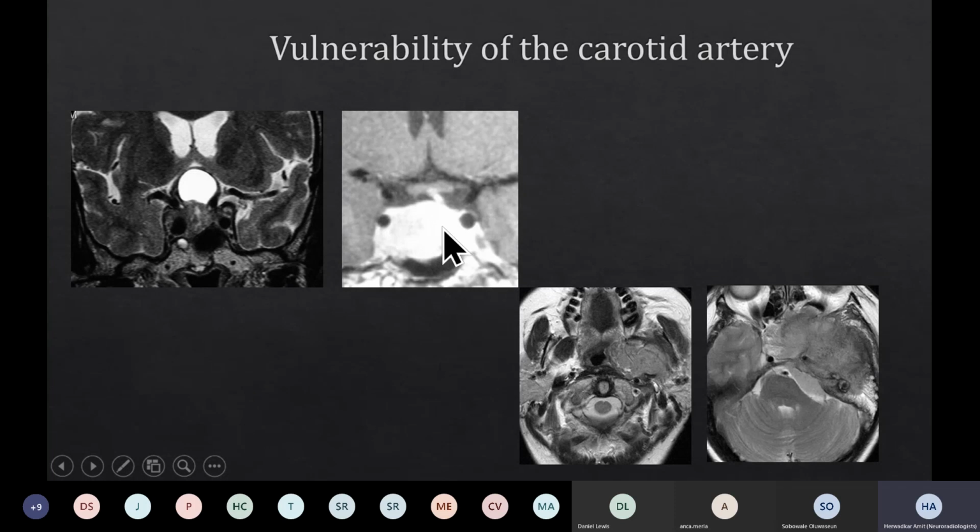So the normal anatomy is distorted. And this is another patient with a fairly extensive sphenoid meningioma of the skull base encasing the carotid artery here in the proximal aspect, just before it enters the cavernous sinus over there, and narrowing it.